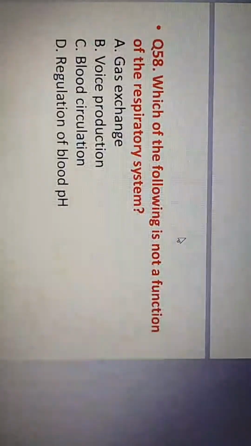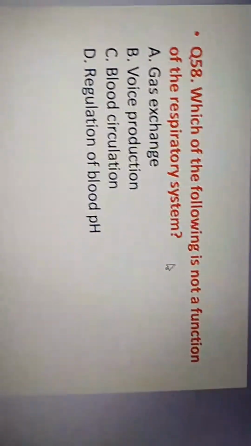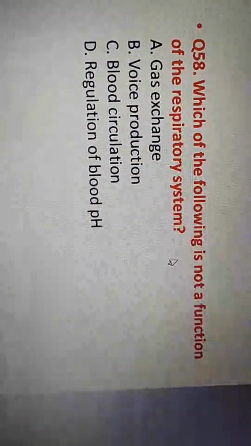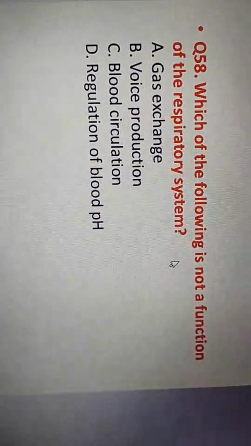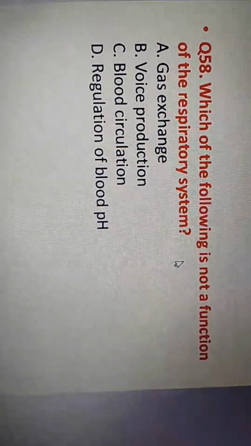The next question. Which of the following is not a function of the respiratory system? Option A, gas exchange. Option B, voice production. Option C, blood circulation. Option D, regulation of blood pH.